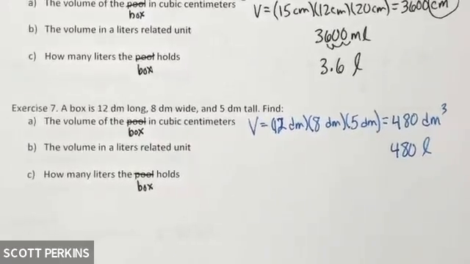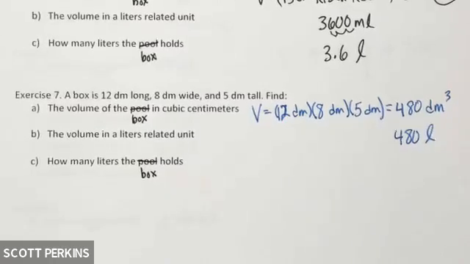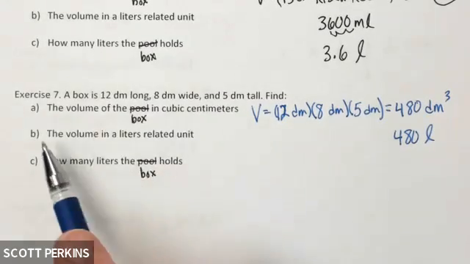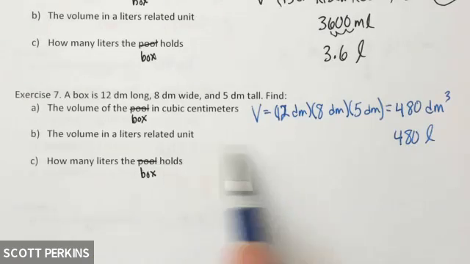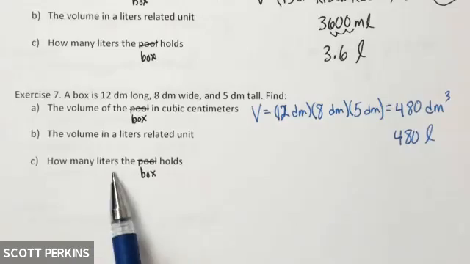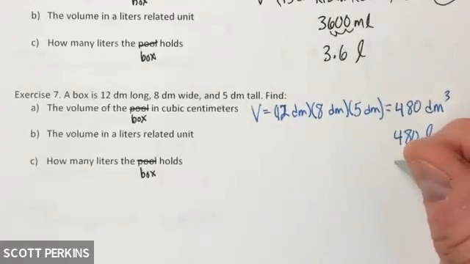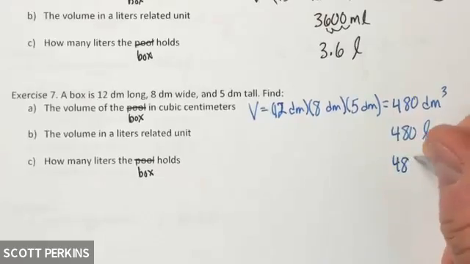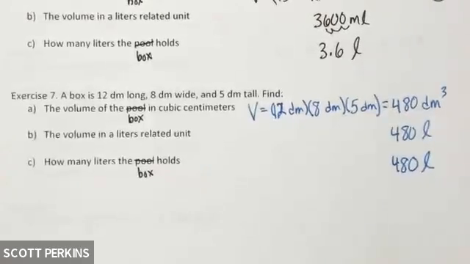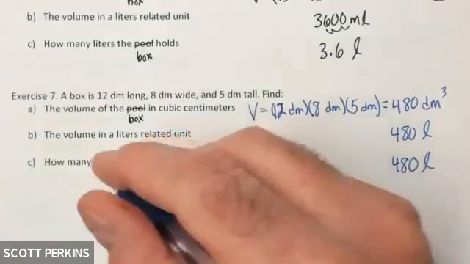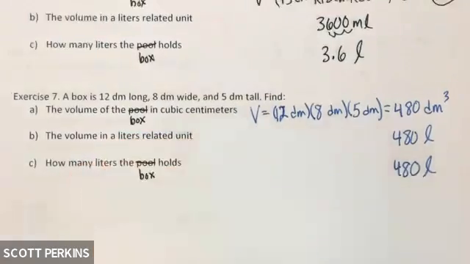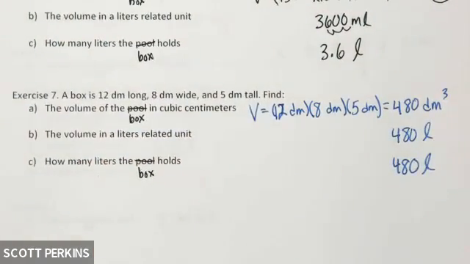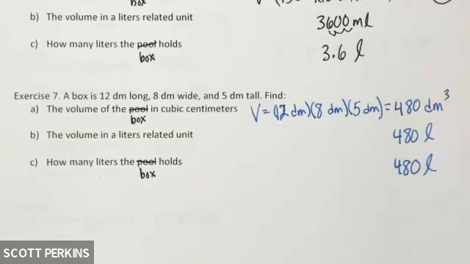And then this is where I get in trouble for just copying and pasting. So I've done the B part, the volume in the liters related unit is 480 liters. How many liters? Well, we just did that, so it's not really a very good question. I should have proofread, sorry. So we end up with 480. If I asked that question on the test, I would probably change this to something like how many centiliters or milliliters, so that the purpose of the C part is to have to use the prefixes and to make that conversion.